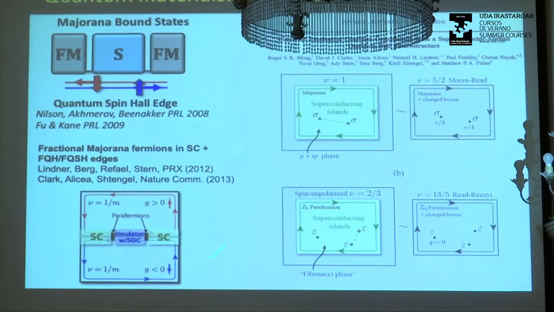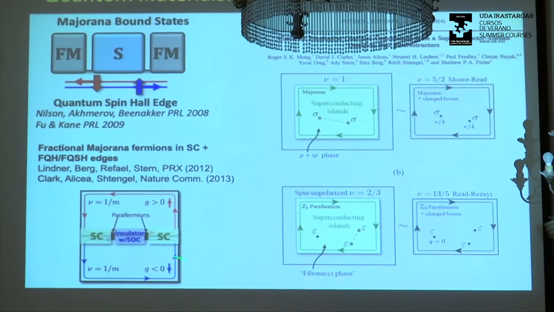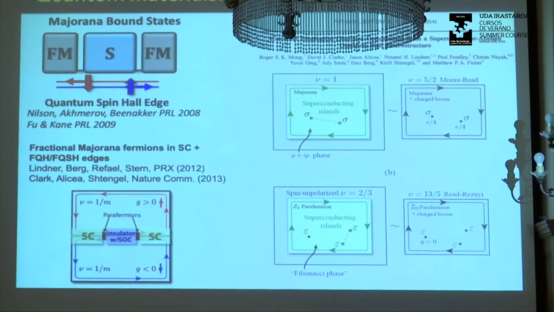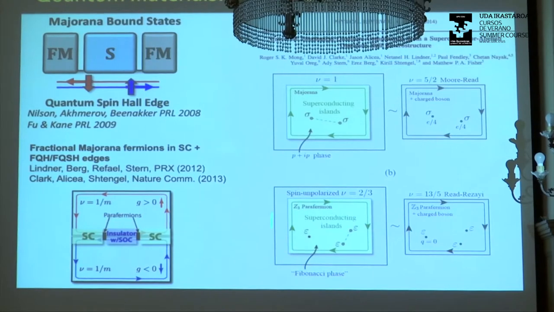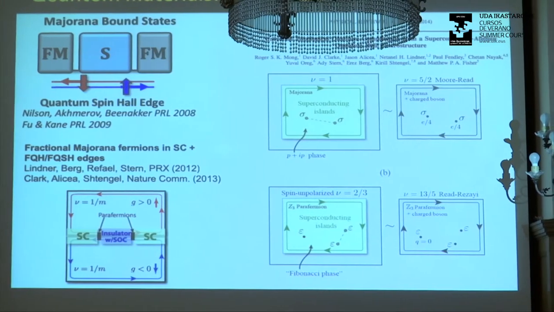If you really want to go universal, you have to do more exotic things, like, for example, coupling fractional quantum Hall states with superconductors. And even special fractional quantum Hall states, coupled to superconductors, to realize all kinds of things with very fancy names like parafermions, Fibonacci phases, etc.